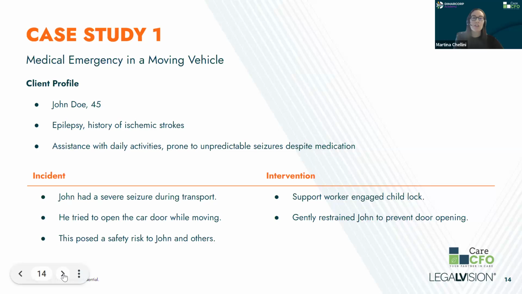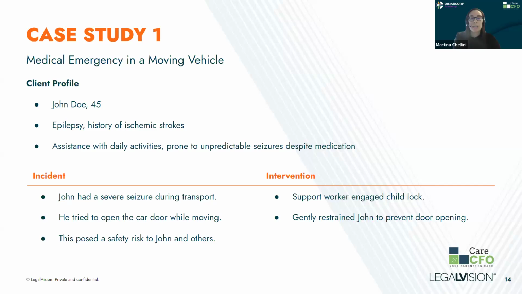The first delves into the complexities of providing care to individuals with unique medical needs, particularly in the face of sudden medical emergencies. This scenario revolves around John. So John Doe is a 45-year-old individual with epilepsy. He has a history of strokes and his support requirements demand vigilance and proactive intervention. As John was being transported from a medical appointment back to his residence, fate dealt a challenging hand. In the midst of the journey, he was seized by a severe epileptic episode, leading to a perilous situation.